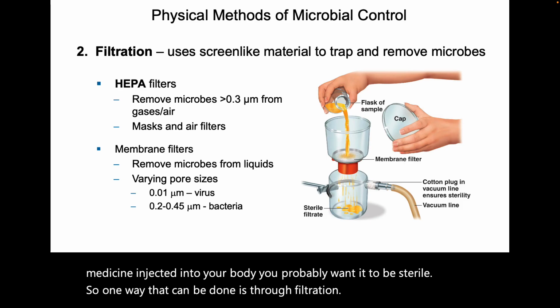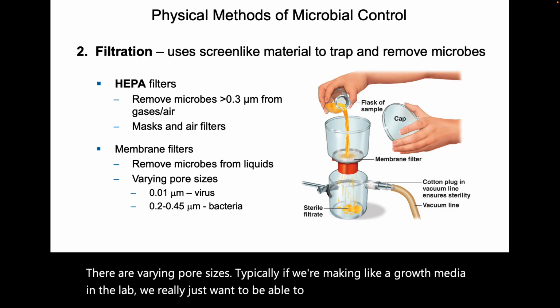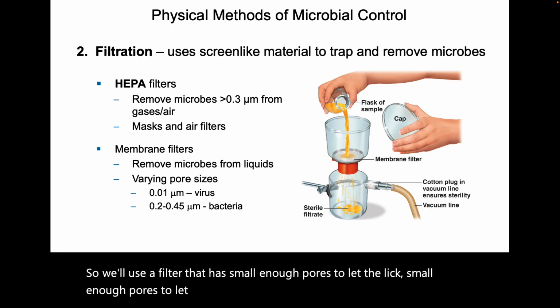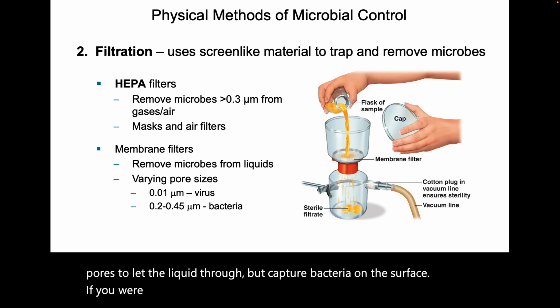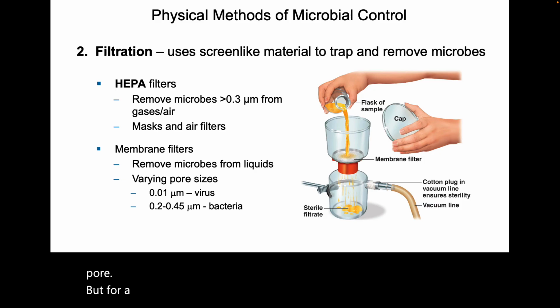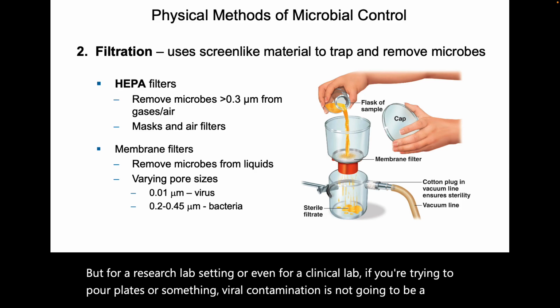There are varying pore sizes. Typically, if we're making like a growth media in the lab, we really just want to be able to exclude bacteria. So we'll use a filter that has small enough pores to let the liquid through, but capture bacteria on the surface. If you were trying to eliminate any viruses, you have to use a much smaller pore. But for a research lab setting, or even for a clinical lab, if you're trying to pour plates or something, viral contamination is not going to be a huge issue. You want to keep all the bacteria out.